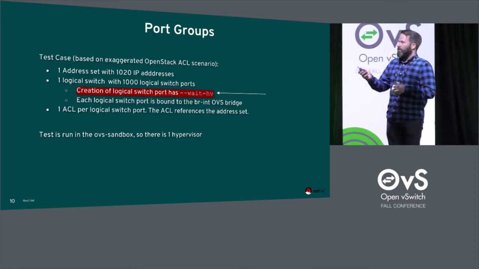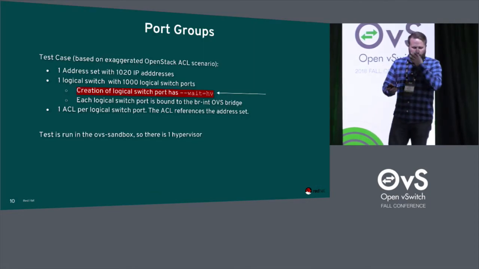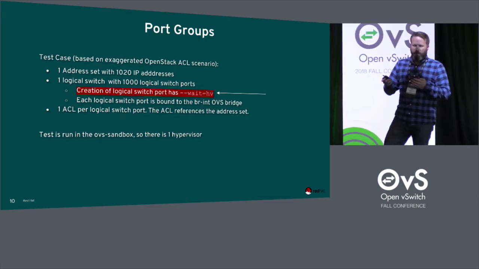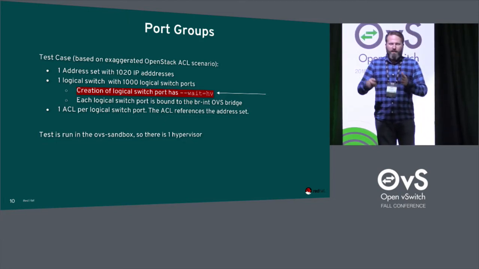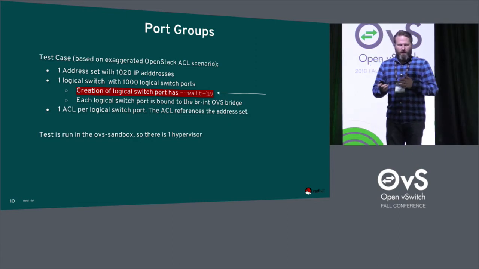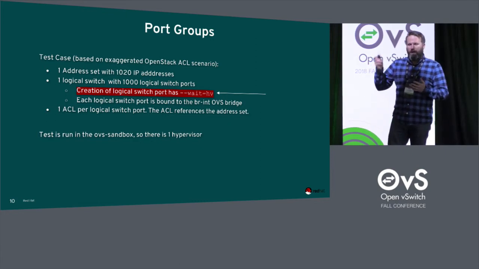Another improvement is port groups. For this scenario, we're basing this off of some OpenStack ACL usage. We've exaggerated a little bit, though. For instance, we have an address set with a bunch of addresses in it, and then we create a bunch of logical switch ports. And every time we create a logical switch port, we create a new ACL that references the entire 1,020 IP address set and the new port that we created.